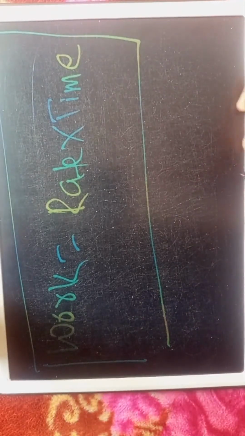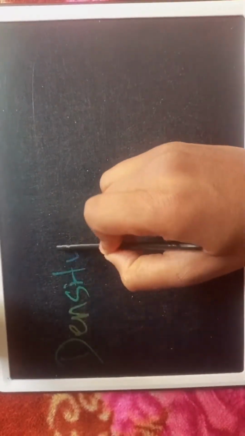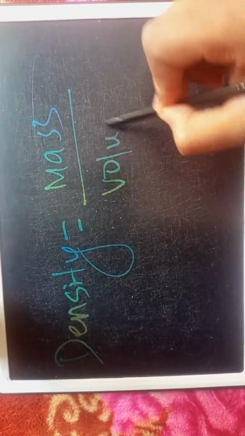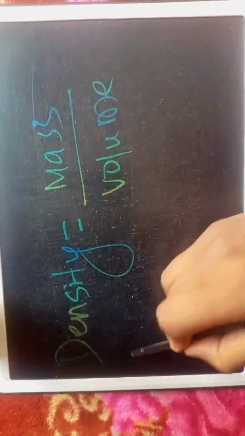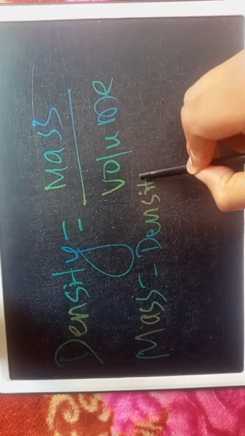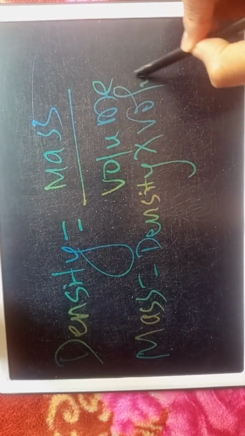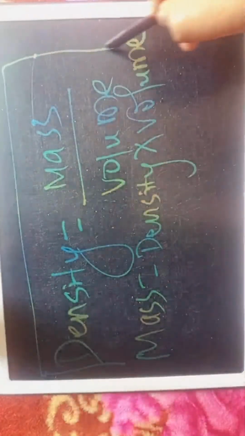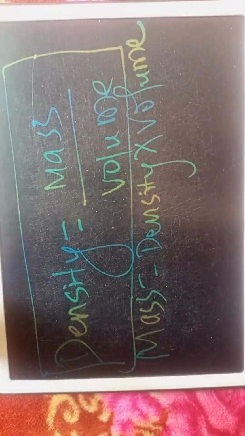Another question is density. This is an entrance question, and it is also asked. Density is mass by volume, class 10. If you want to find mass, then you have to do density into volume. From one relation you can find density, mass and volume, and the others too.